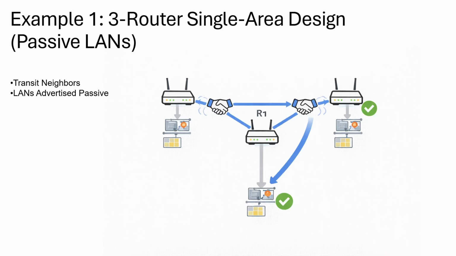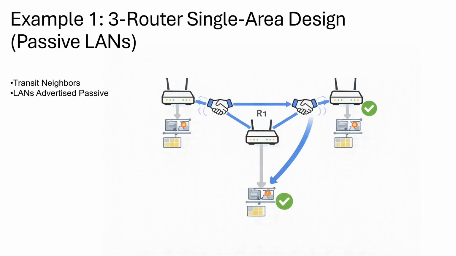Now let's make it concrete. Example 1. Three routers, single area OSPF. Picture R1 in the middle, R2 on the left, and R3 on the right. R1 connects to R2 and R3 via transit links. Each router has a LAN with end devices. Conceptual configuration logic is that you enable OSPF participation on the transit links so that R1 forms neighbors with R2 and R3, then you advertise the LAN networks so everyone knows how to reach them. And then make LAN interfaces passive so you advertise them but do not form neighbors with PCs.